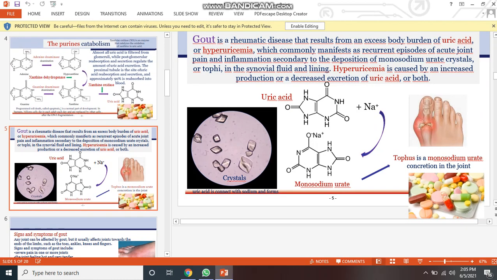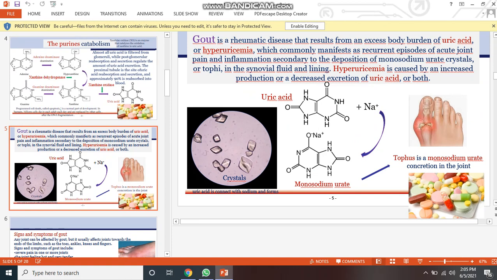The other topic is gout. Gout is a rheumatic disease that results from an excess body burden of uric acid, or hyperuricemia, which commonly manifests as recurrent episodes of acute joint pain. It causes inflammation and can lead to deposition of monosodium urate crystals. Any disturbance in their components causes disease in our body. Like you can see, tophi are monosodium urate crystal deposits in the joint.